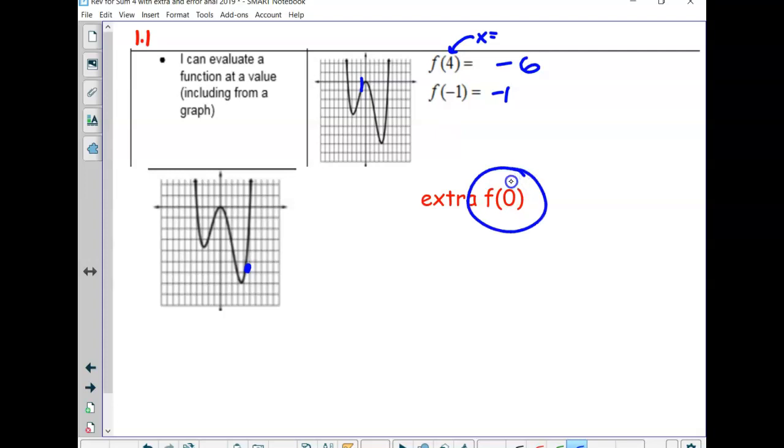What does this mean when you see f of 0? This still means when x equals 0. So it's looking for the y-intercept, and this one is basically going through 0, 0, right?